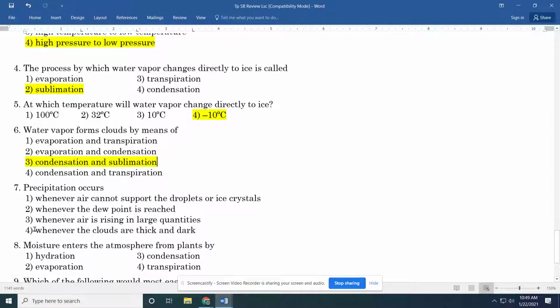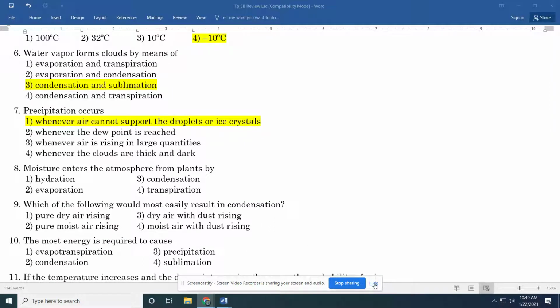Precipitation occurs when air cannot support the droplets or ice crystals, whenever the dew point is reached, when air is rising in large quantities, whenever the clouds are thick and dark. Okay, so anytime there's clouds, there's droplets. But you don't always get precipitation because they're tiny little droplets and the wind is going up quick enough. However, if the droplets or ice crystals get big enough and the rising air is not fast enough, it'll fall out and you'll get precipitation. Moisture enters the atmosphere from plants. Plants are transpiration.